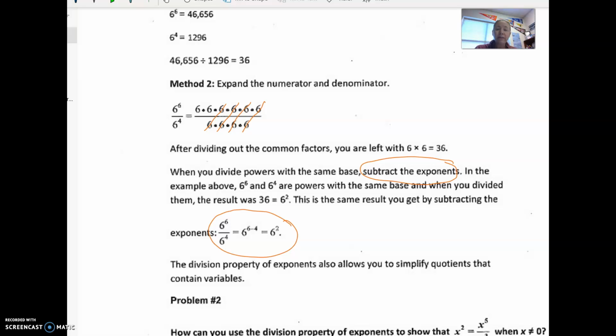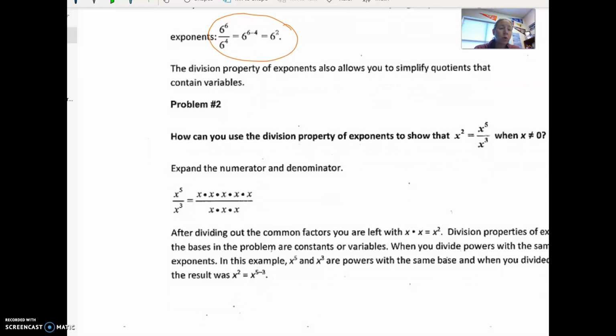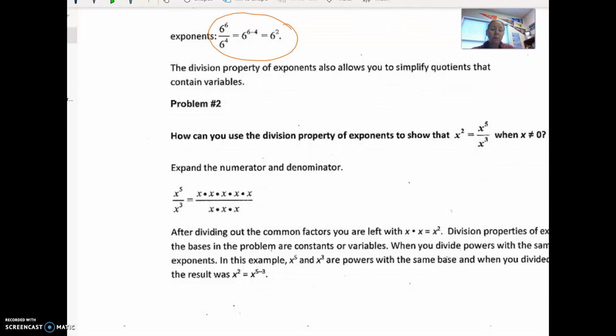So all of those methods work, but knowing this shortcut, this short method, allows us to deal with much larger exponents as well. So let's look at the next example here. It also works, of course, with variables. Again, if we cross out the x they have in common, we're still left with x squared. And again, 5 minus 3 is x squared.